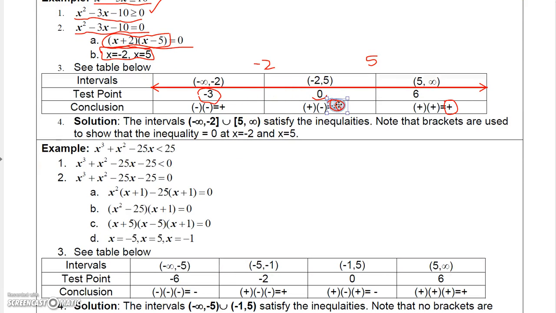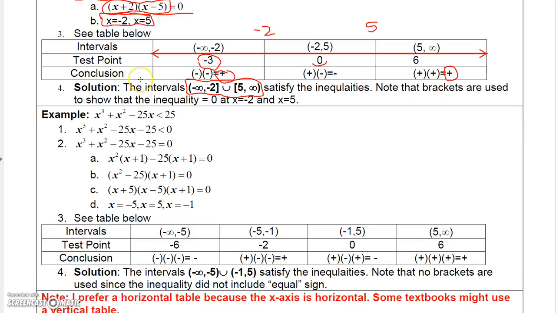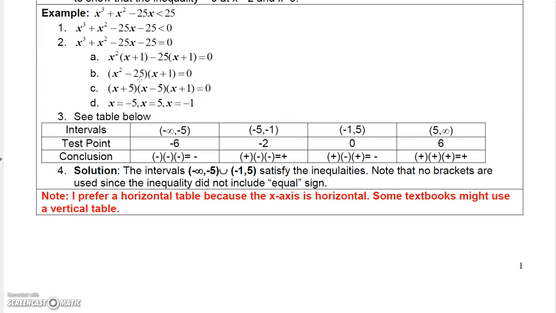Well, if you'll notice, the outer two intervals have positive signs, which represents greater than 0. So I know it's greater than 0 for all values to the left of negative 2 and all values to the right of 5. And it equals zero at those values. So the solution would be all values from negative infinity to negative 2, including negative 2, union 5 to infinity, including 5. So that's how we solve a polynomial inequality.